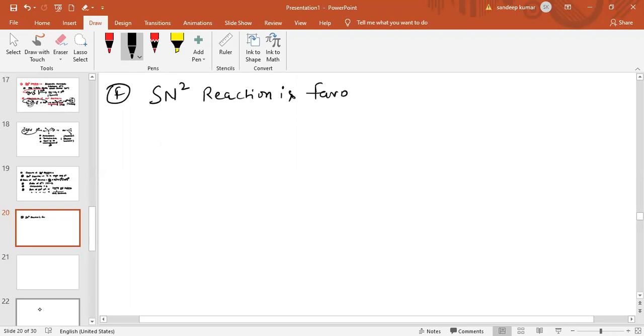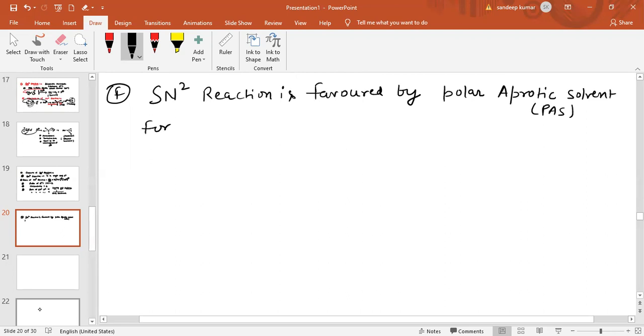Basically the SN2 reaction is favored by polar aprotic solvents. So polar aprotic solvents favor the SN2 reaction. So what are the polar aprotic solvents?